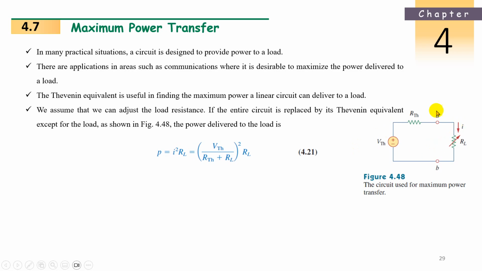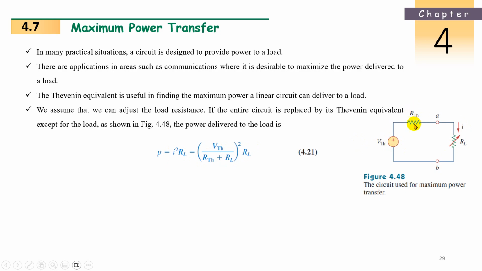What is I in this? Voltage division rule we can use. It is total voltage multiplied by the same resistance, where we want to find the I, divided by the total resistance. So total voltage divided by the total resistance multiplied by RL. So I is nothing but V Thevenin's. What is the current? V Thevenin's divided by R Thevenin's plus RL.